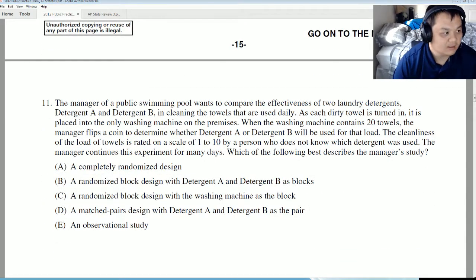11. Yeah, the manager of the laundromat wants to compare the effect of two laundry detergents.